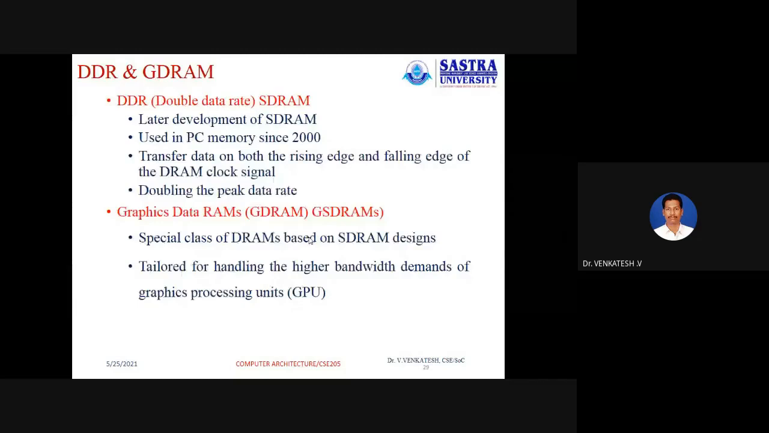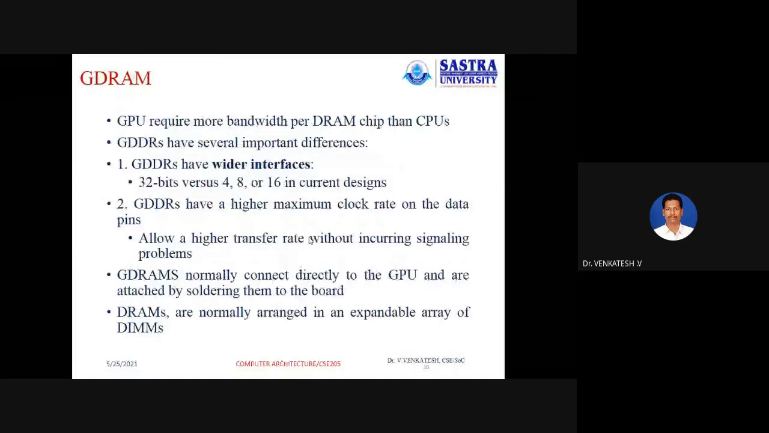RAM. So a special class, we have the SDRAM-based design. A graphical processing unit is going to be attached to it, and we will study that in detail. So GDRAM, graphical dynamic RAM: a GPU requires more bandwidth per DRAM chip than a CPU. So it needs some additional bandwidth in order to handle the graphical part. So it will have several important differences.